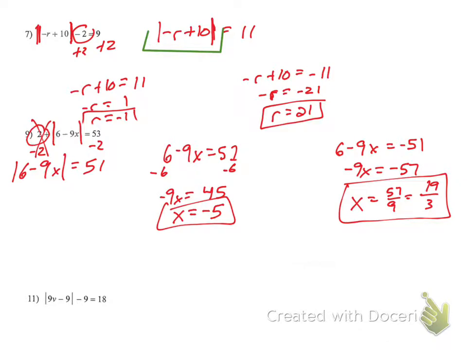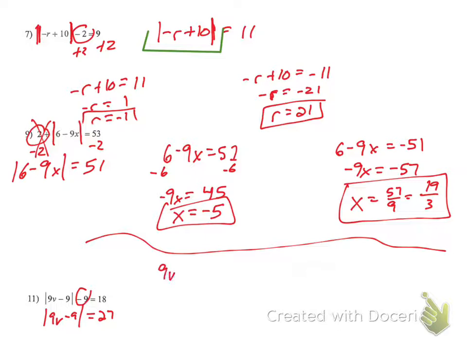All right, 11. I got to get rid of this. So I'm going to have 9v minus 9. The absolute value of that is going to be equal to 27, because I'm going to add 7 to each side. So then I set up my two equations, and I get 9v minus 9 is equal to 27, and then 9v minus 9 is going to be equal to negative 27.